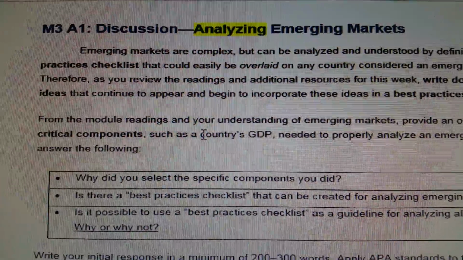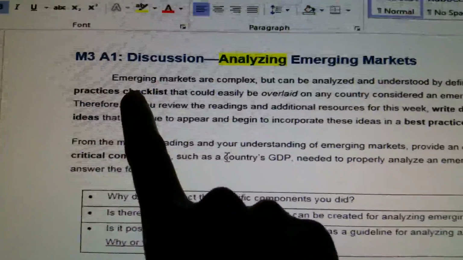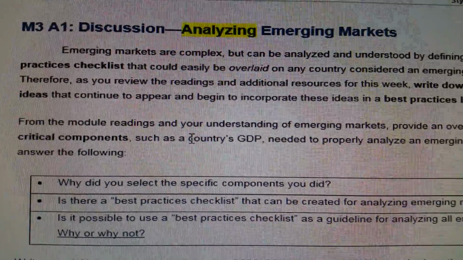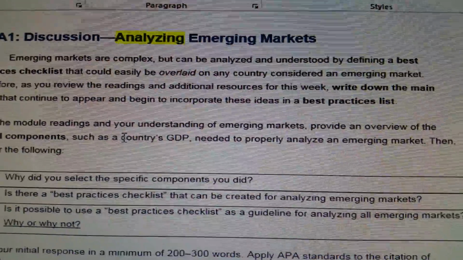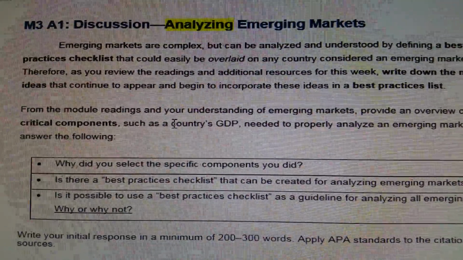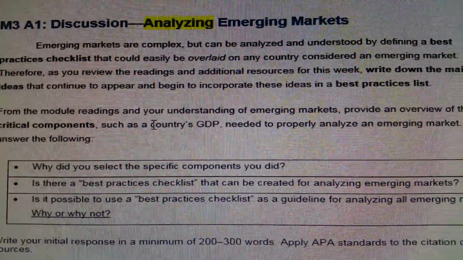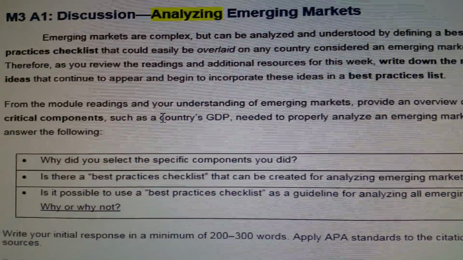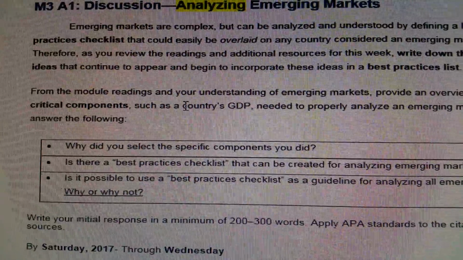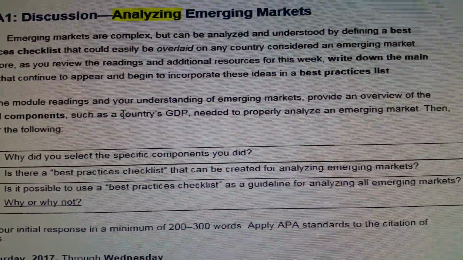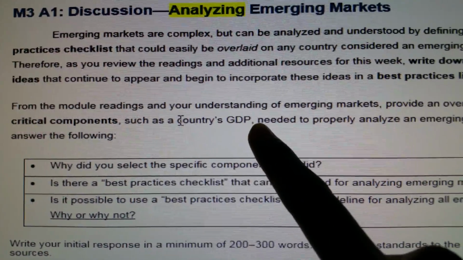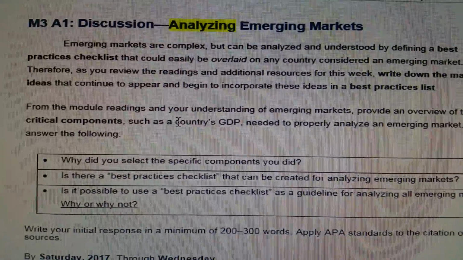Student A plus, please, can you read emerging markets? Emerging markets are complex but can be analyzed and understood by defining a best practice checklist that could easily be overlaid on any country considered an emerging market. Therefore, as you retrieve the readings and additional resources for this week, write down the main ideas that continue to appear and begin to incorporate these ideas in a best practices list. From module readings and your understanding of emerging markets, provide an overview of the critical components, such as the country's GDP, needed to properly analyze an emerging market.